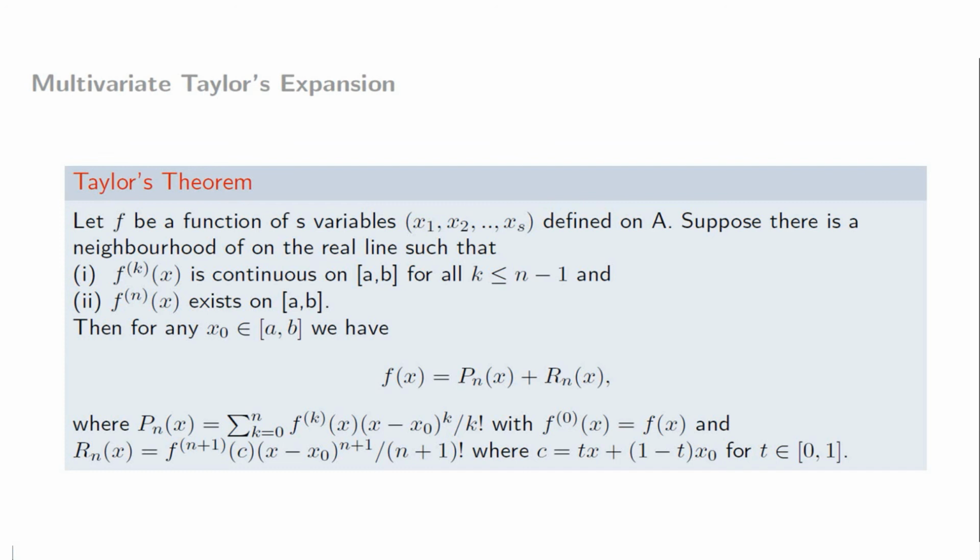plus 1 by (l plus 1) factorial into the operator ((x minus a) transpose multiplied by nabla) whole to the power l plus 1 applied to f(z), where z is as before a convex combination of a and x, that is z equal to (1 minus t) multiplied by a plus t x for some t belonging to (0, 1).